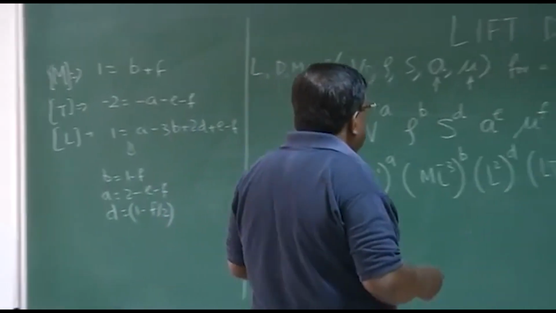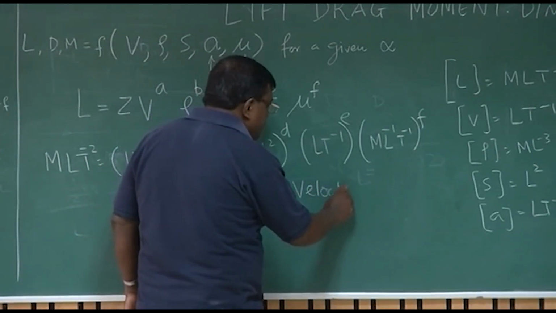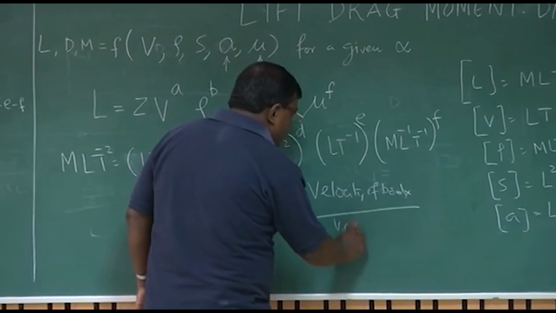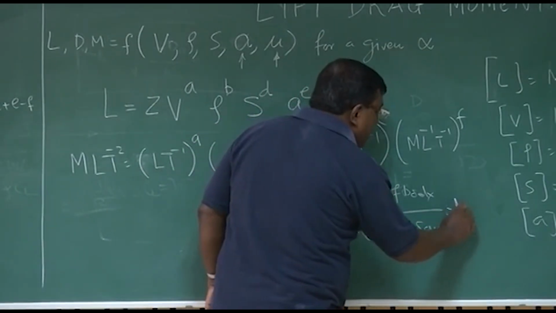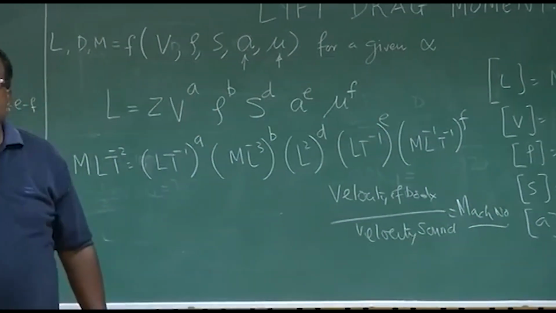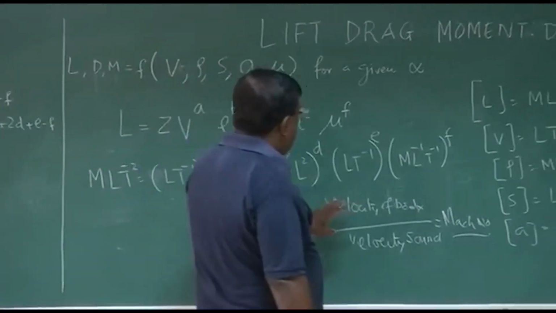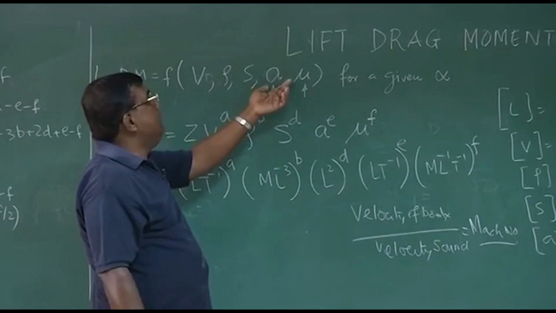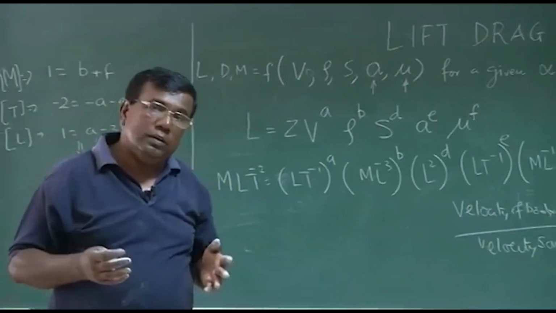So what is important is, I need to know the ratio of the velocity of body and velocity of sound, and that is typically called Mach number, right? Since this course is designed for low speed, I am not going into much detail, but once you are modeling it, that is why it is important to incorporate the velocity of sound also in lift, drag, moment postulation.